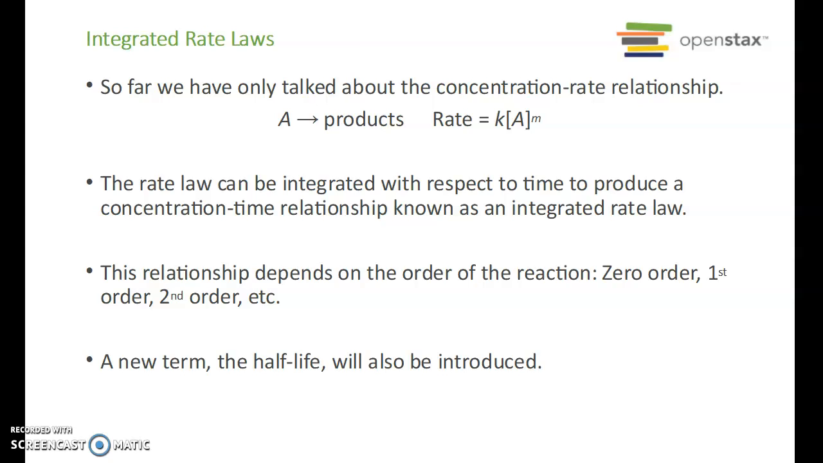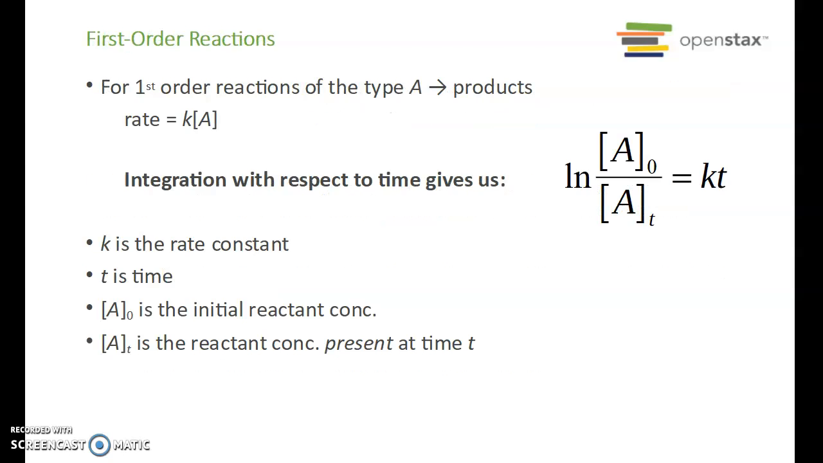Let's talk about integrated rate laws. So far we've talked about a concentration relationship where a reactant goes to products and it has a rate k[A]^n. The rate law can be integrated with respect to time to produce a concentration-time relationship known as the integrated rate law. This relationship depends on the order of the reaction: 0th order, 1st order, 2nd order. And this is where that factor m or n comes into this equation. A new term, the half-life, now needs to be introduced.